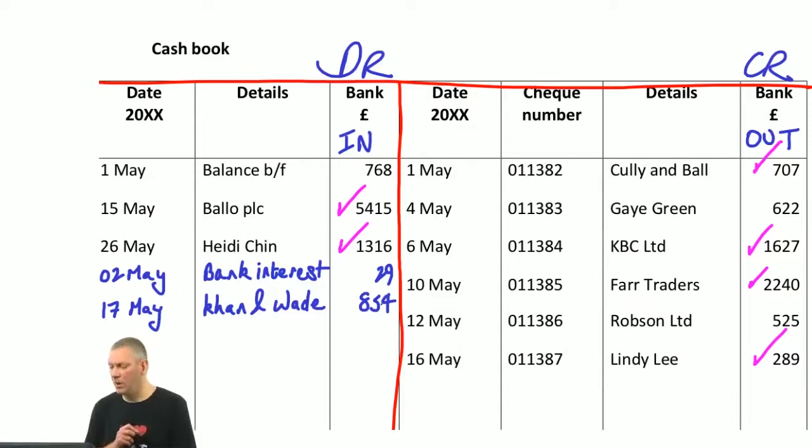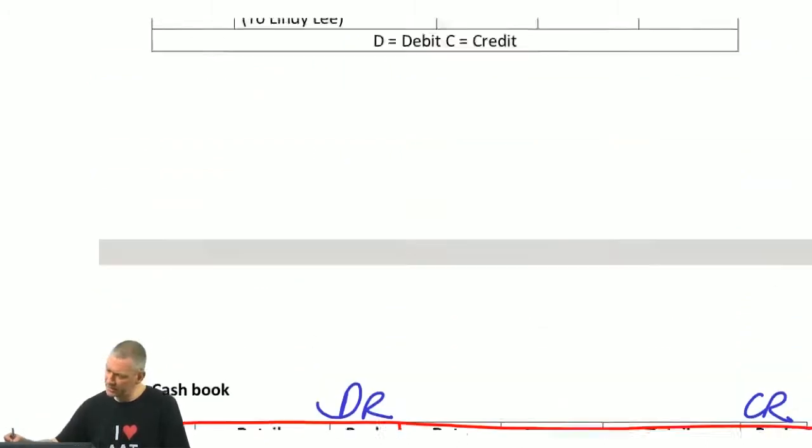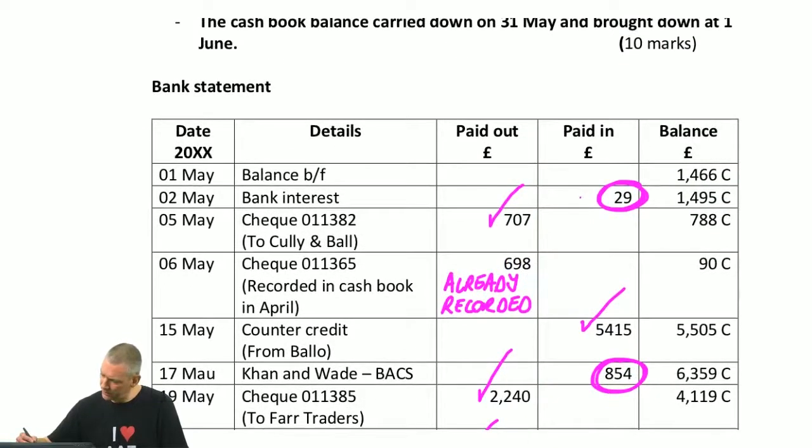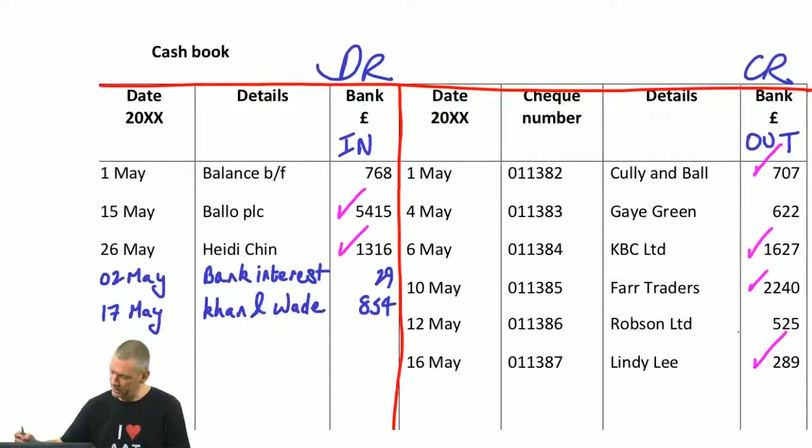And do you know what? I feel like ticking it now. You're going to allow me that little luxury? Tick it now. Okay, so 29, 854. Let's tick it now. So 29. Oh, we've recorded that now. Okay, cool. 854. Oh, we've recorded that now. Okay, cool. So I'm going to tick those because now they are in both. Don't feel like leaving it unticked.